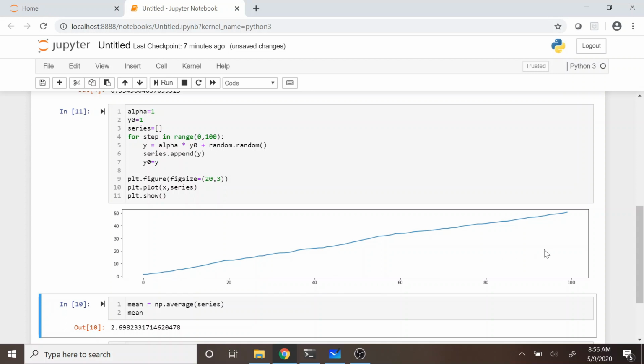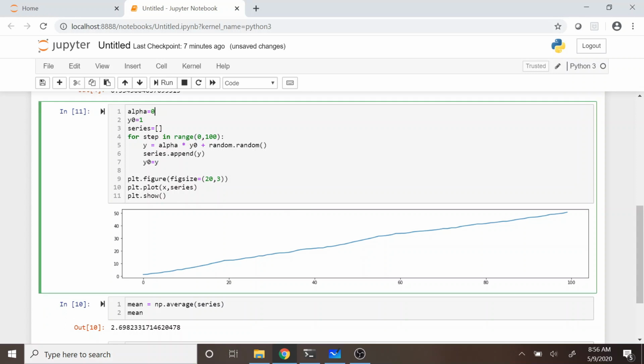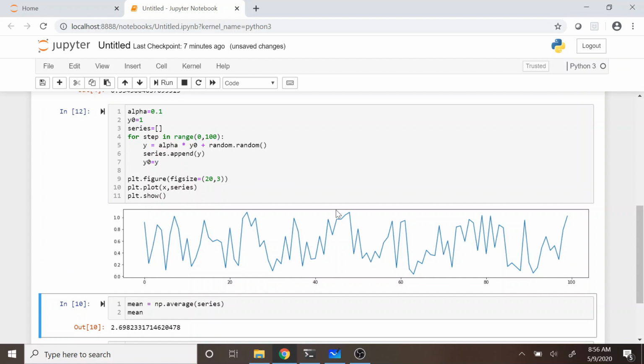now this is an increasing graph. The mean has no meaning here because the mean keeps changing. When I look at different ranges, between 20 and 40, 40 and 60, the mean values are different. So this is non-stationary, whereas alpha closer to or less than 1 will give me stationary values.